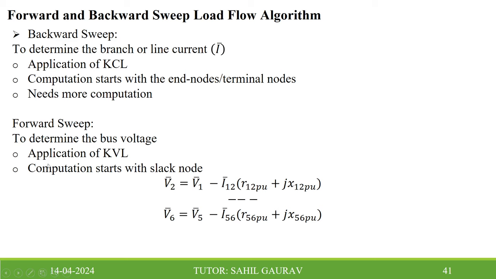And what do we do in the backward sweep and forward sweep? In the backward sweep, we determine the branch or line current, and it is an application of KCL. Here computation starts with the end nodes or terminal nodes, and it requires more computation because it contains two expressions. While in the forward sweep, we determine the bus voltage, it is an application of KVL, and computation starts with the slack node.